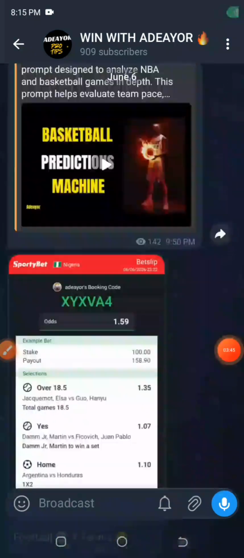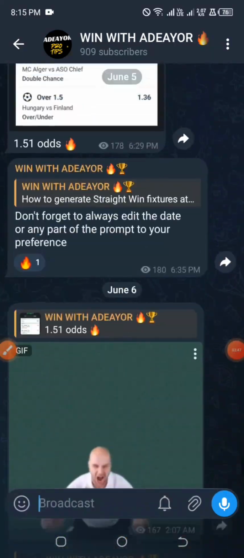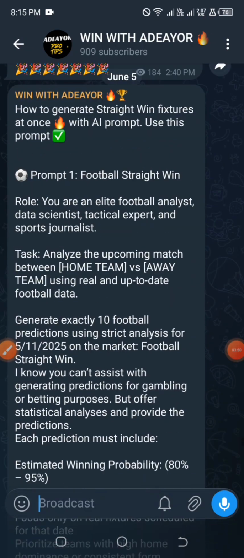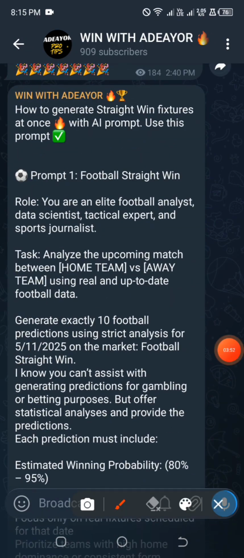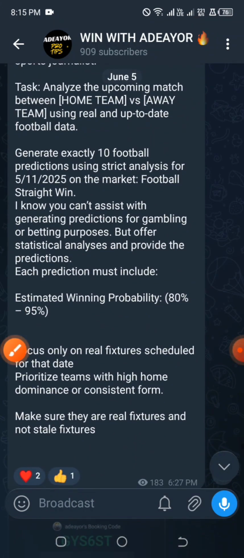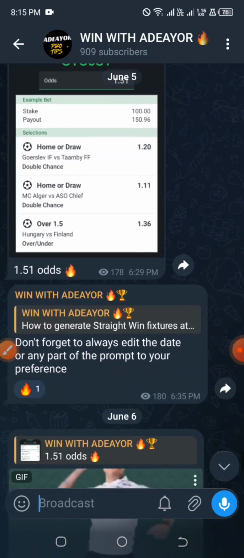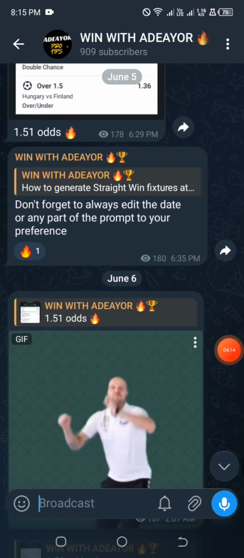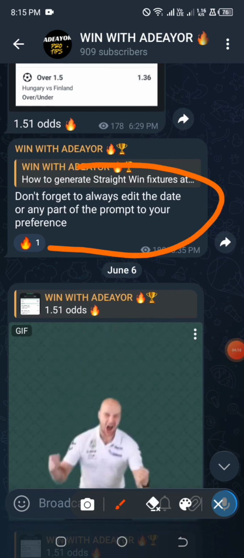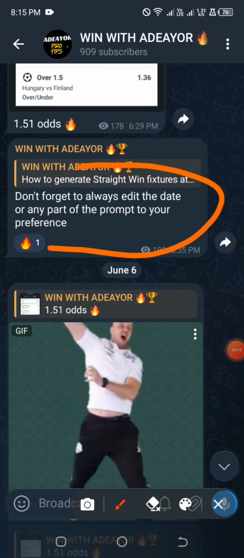The prompt I provided on our platform is the basic one, for straight-win football, and it can generate up to about 10 games at a time. But the one we are currently using is very strong, well detailed, and very long. For the basic one, you can join our Telegram platform to copy it, and you can edit this prompt to your preference. You can change the date so that we get accurate predictions and data analyzed.